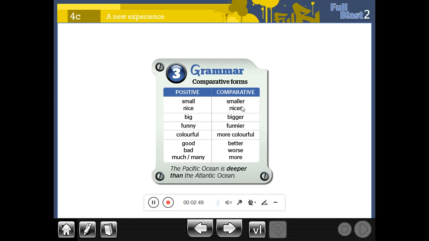For example, Ali is a nice boy. Ahmed is a nice boy. But Ali is nicer than Ahmed. So we add R.